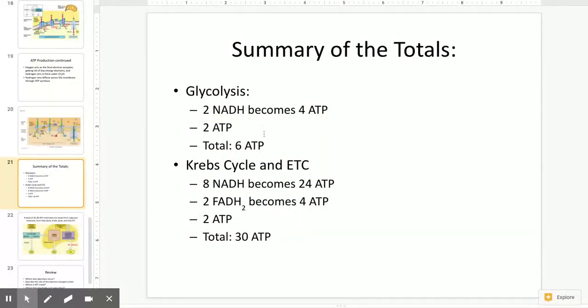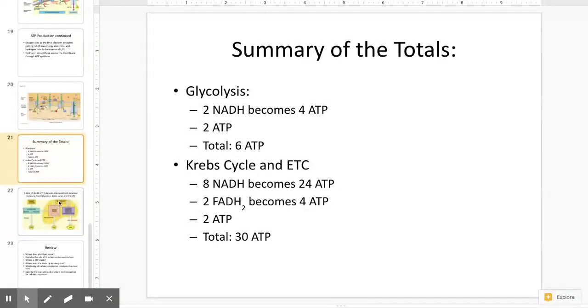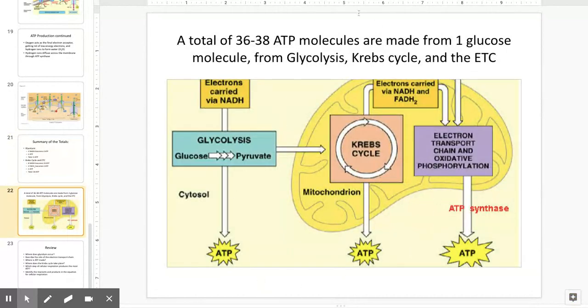So from glycolysis, we get about 6 ATP, 6 to 8, and then from the Krebs cycle and electron transport chain, we get 30 to 32, depending on the efficiency. And the grand total of ATP made from cellular respiration from beginning to end, 1 molecule of glucose through glycolysis, Krebs cycle, and the electron transport chain creates 36 to 38 molecules of ATP.